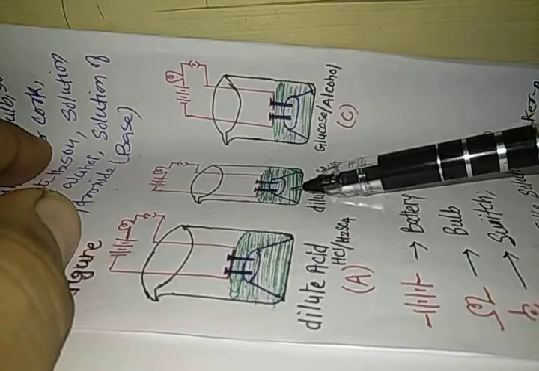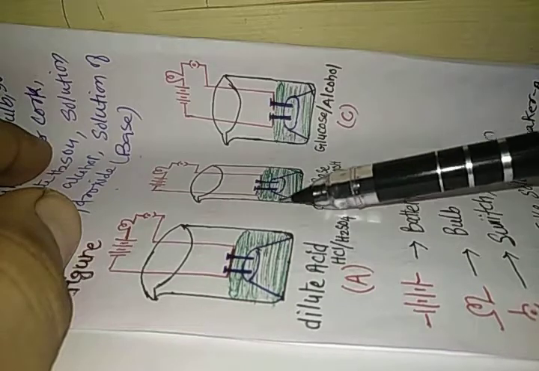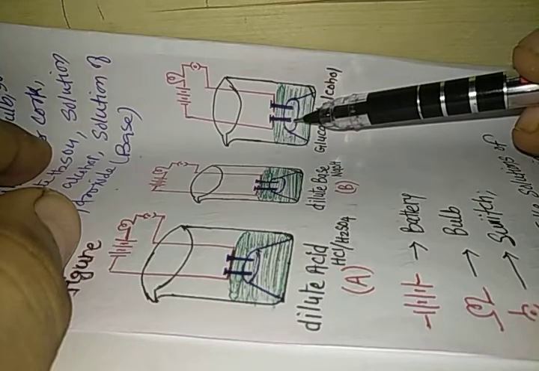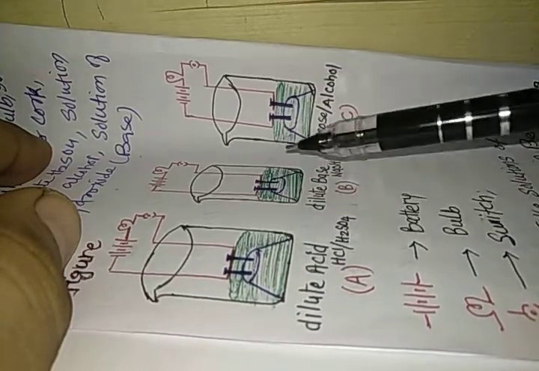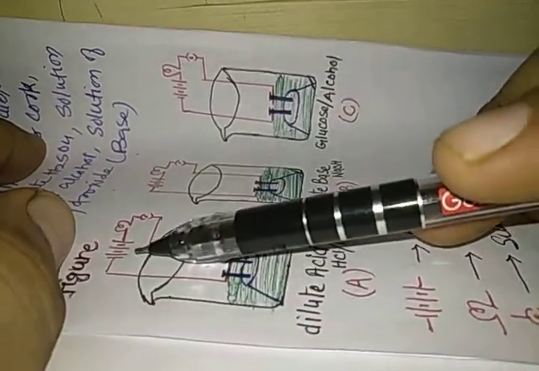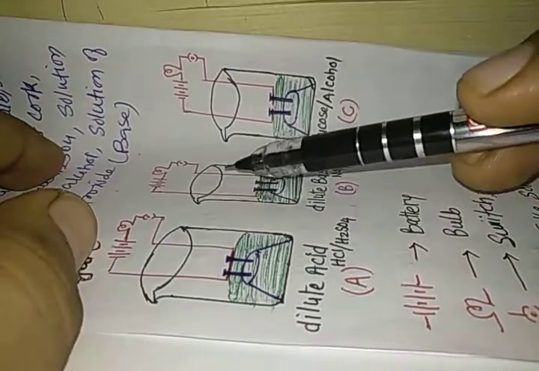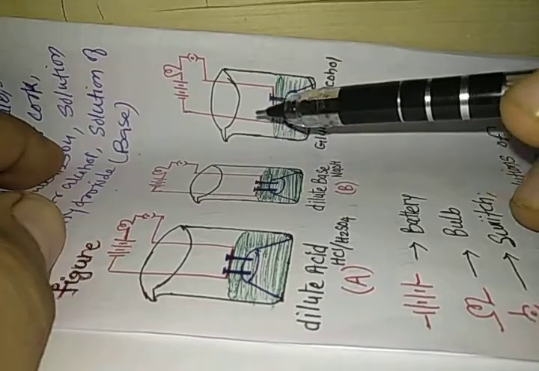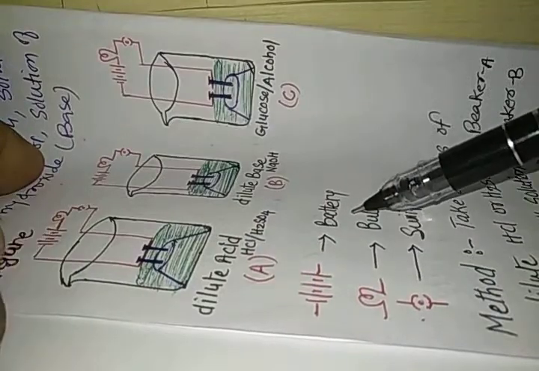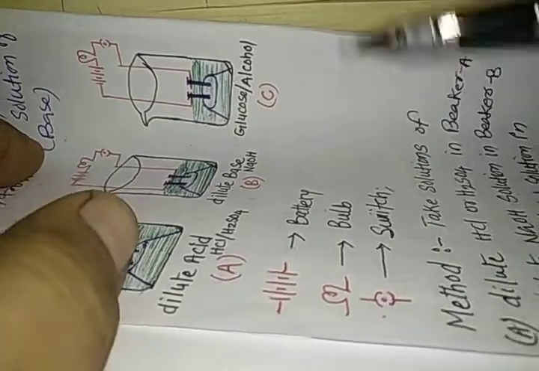Now I have put a rubber cork in all these three beakers. With this rubber cork, I have inserted two pins in each of the rubber corks. Then I have filled the beaker with the required solution. Then I have joined this pin with the wire. This wire is joined to the battery, then the bulb, then the switch. So in all these three beakers, I have arranged the same thing. You can see that this is the symbol for a battery, this is the symbol for a bulb, and this is the symbol for a switch.